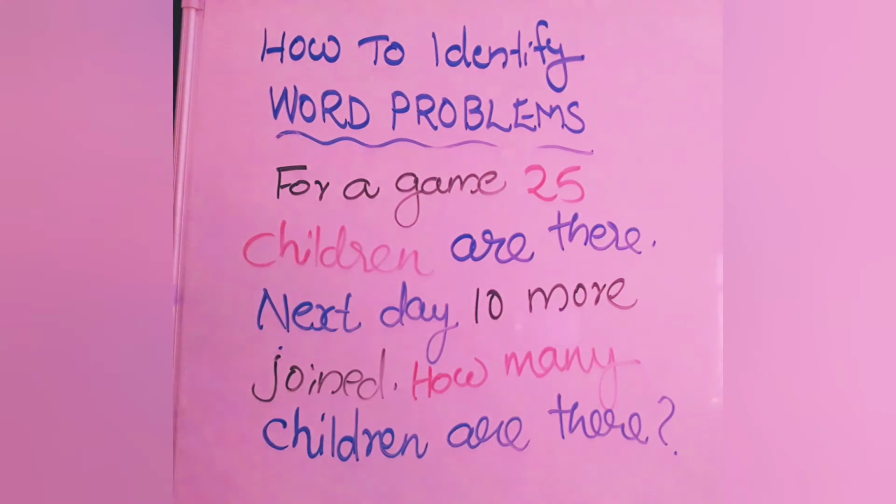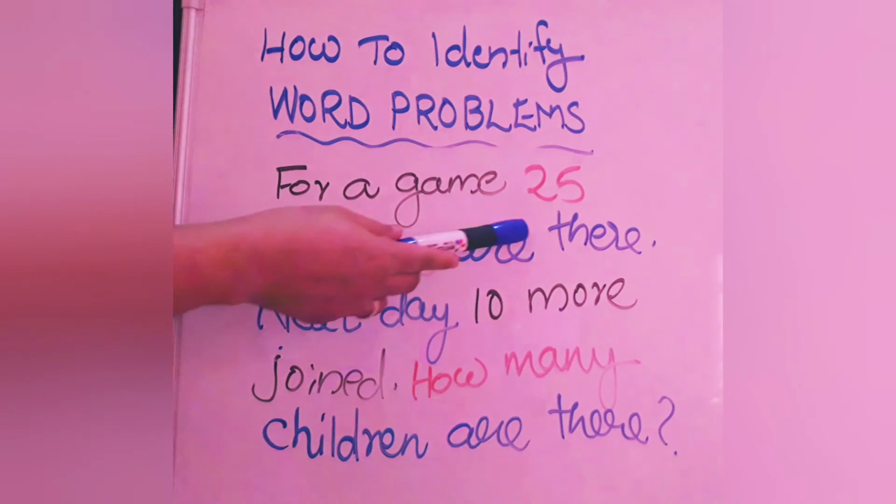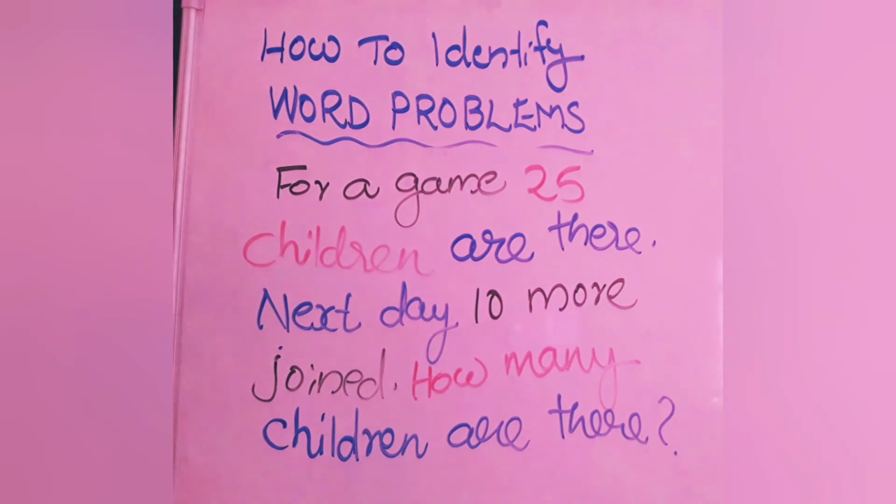Another question. For a game, 25 children are there. The next day 10 more joined. How many children are there? Here I didn't give in all or total, but more joined. I told you more joined means it is addition. More need to fill means it is subtraction. So the last example was subtraction. This one is 25 plus 10, 35 is the answer. How many more joined? 10 more. So we have to add with 25.